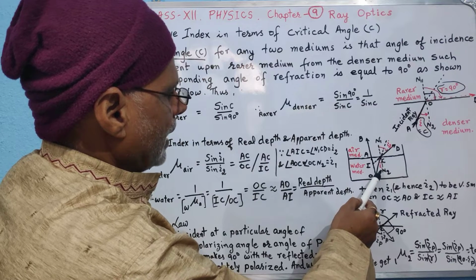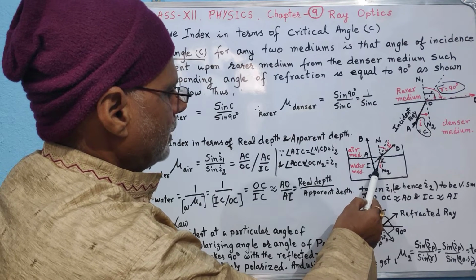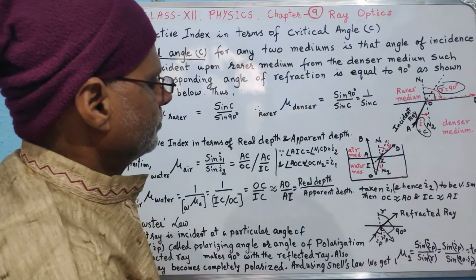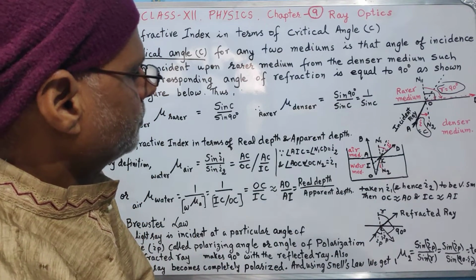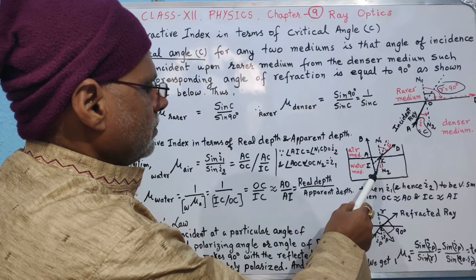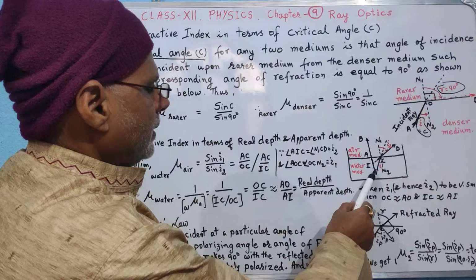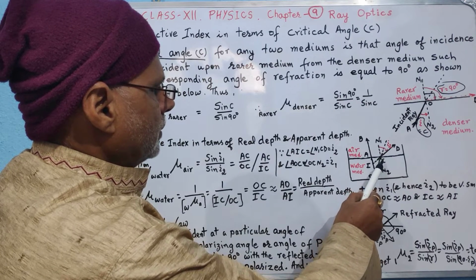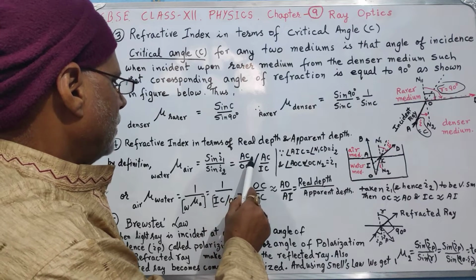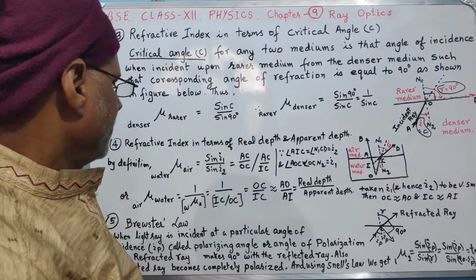But from the diagram, if you see, the angle N2CO, that is I1, is nothing but equal to angle AOC. Alternate angles are equal, and therefore sin I1 can be written as AC upon OC. So we have written sin I1 is equal to AC upon OC.